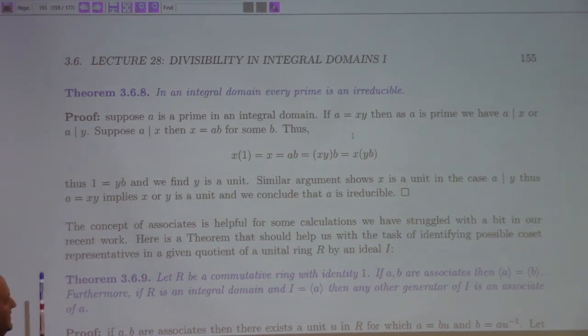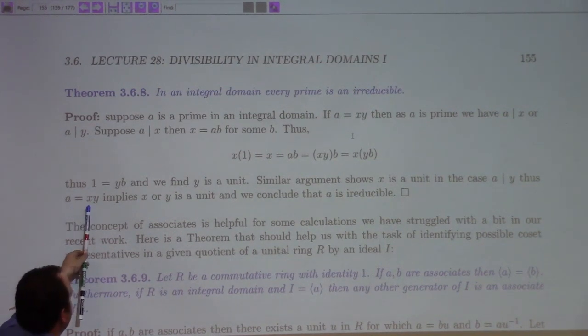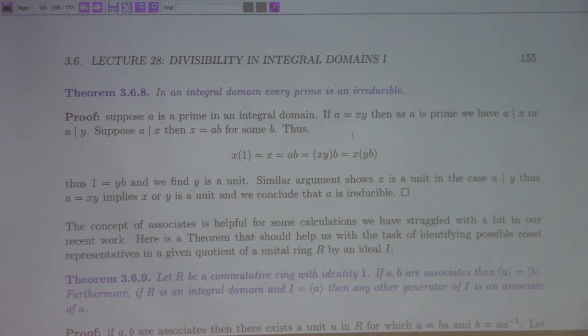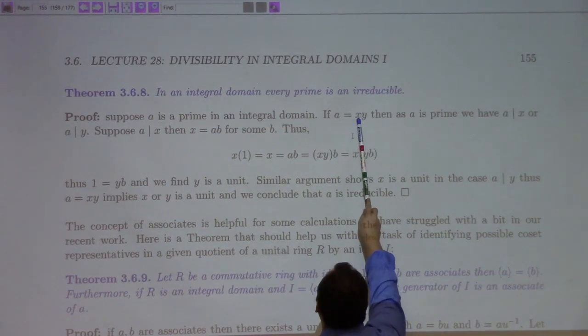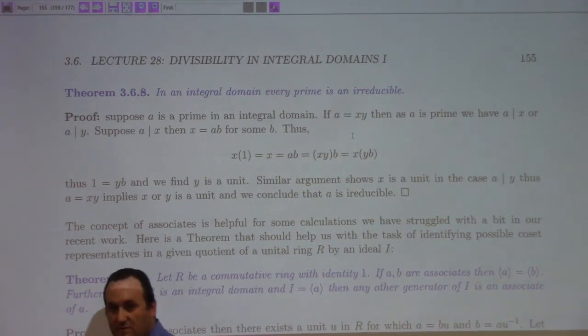But there's nothing special about x here. x and y commute, so if you can prove it for x, you can make the same argument for y. So by symmetry, the same argument works if a divides y. So any way you slice it, a equals xy implies either x or y is a unit, which is to say that a is irreducible. You can't find a non-associate decomposition of it. If you form a decomposition of it, that means either x or y is an associate of a, because the one that's remaining is a unit.